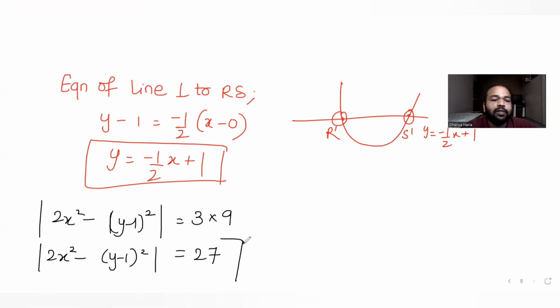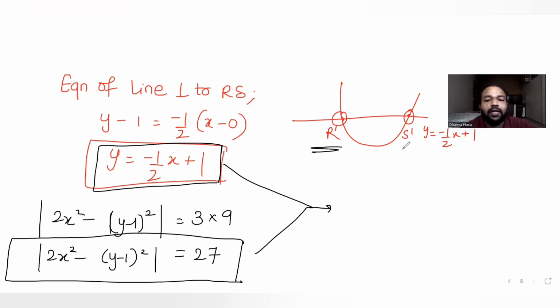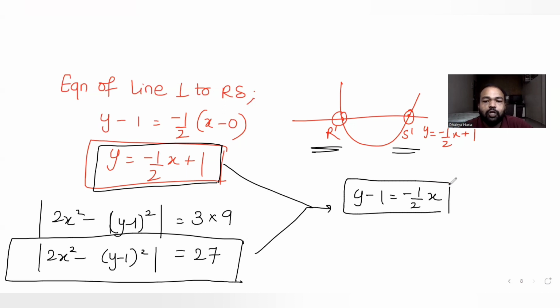Now we have been told that this curve C and this line have their intersection points at R dash and S dash. So let's try to find the coordinates of R dash and S dash. From the equation of the line, we have y minus 1 is equal to minus half x. So if I put y minus 1 equal to minus half x in this equation of curve C, the equation of curve C becomes mod of 2x squared minus half x squared.